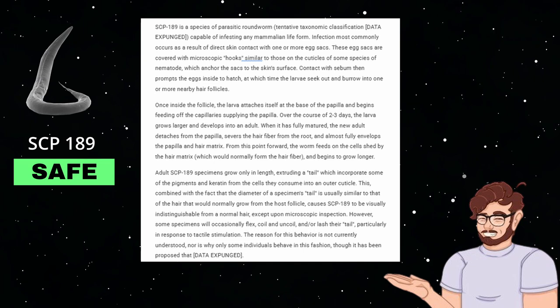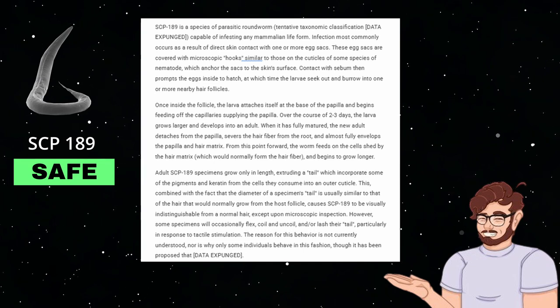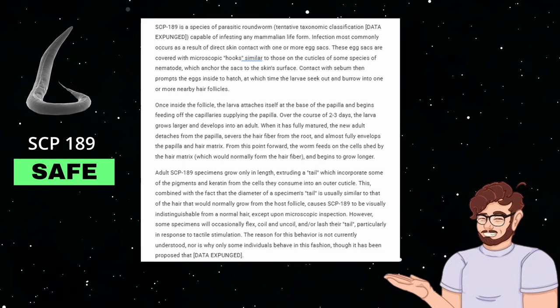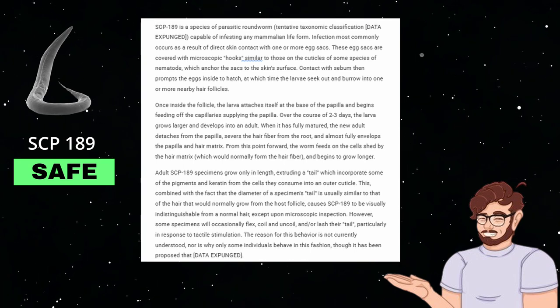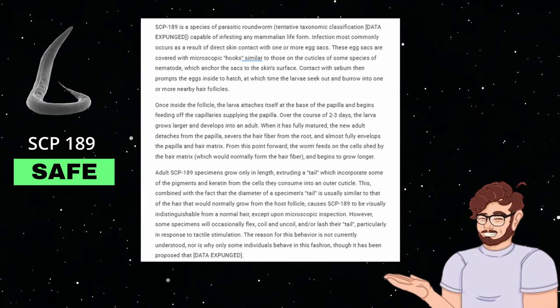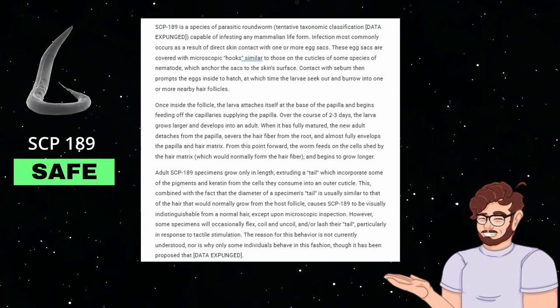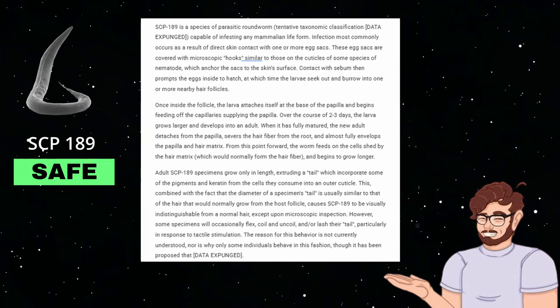These egg sacs are covered with microscopic hooks similar to those on the cuticles of some species of nematode, which anchor the sacs to the skin's surface. Contact with the sebum then prompts the eggs inside to hatch, at which time the larvae seek out and burrow into one or more nearby hair follicles.